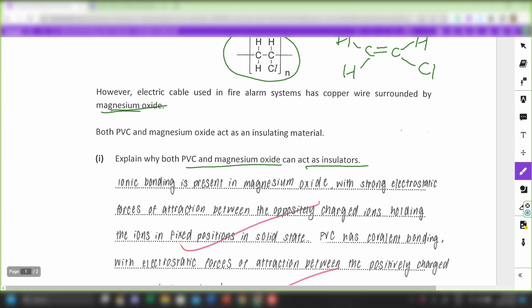Okay, so it's not going to move from high to low potential. So in that case, the strong ionic bonding holds the ions in a fixed position, so that prevents them from moving. Yeah, PVC.